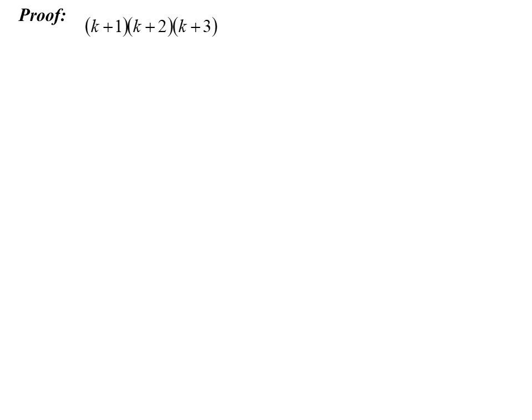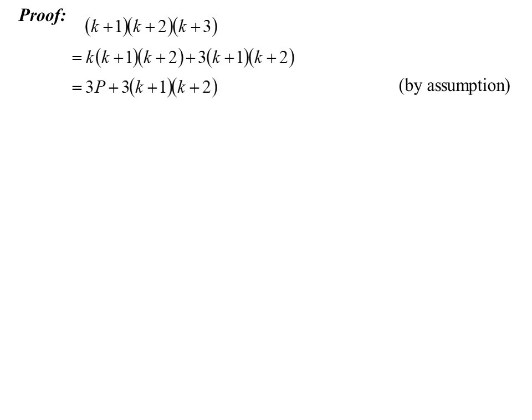So I'm going to expand out, but not completely. All I'm doing is breaking up the k plus 3. So I've got k lots of k plus 1, k plus 2, and 3 lots of k plus 1, k plus 2. But now look at that first term, k plus 1, k plus 2. That was our assumption. Now I can get the assumption in there. That's going to be 3p, whatever p happens to be, that thing we said was just some integer, plus 3 times k plus 1, k plus 2. We've got a common factor of 3. And that's what we were looking for. We wanted to show it was 3 times something.